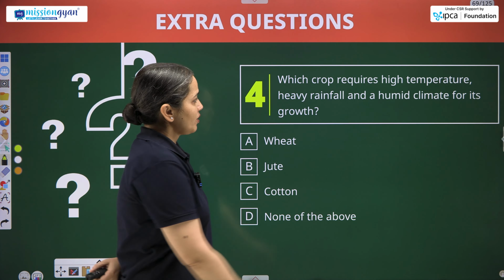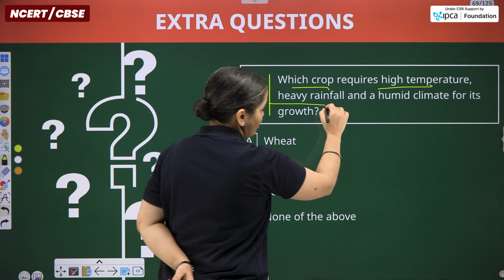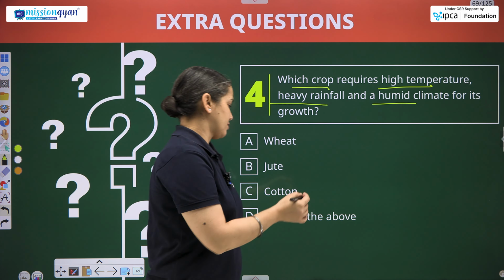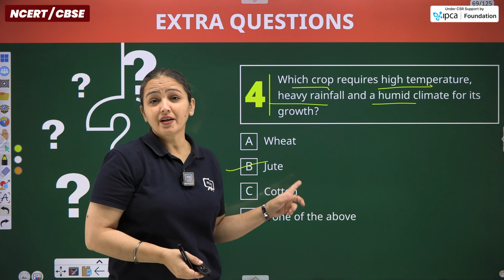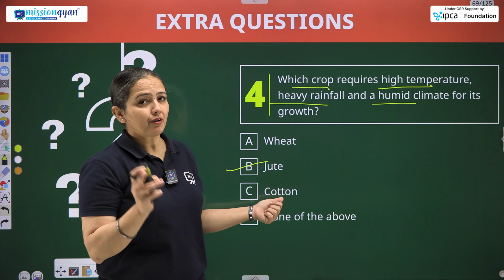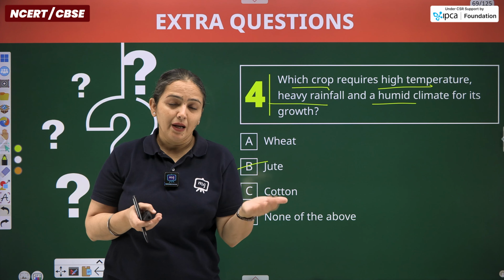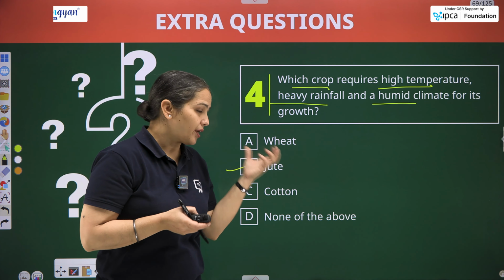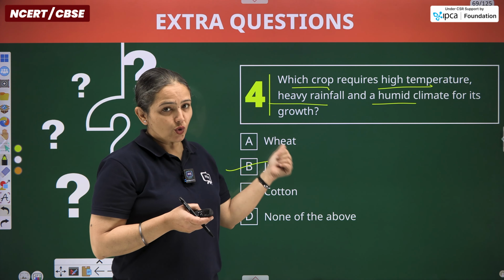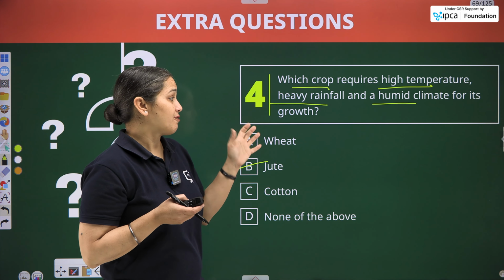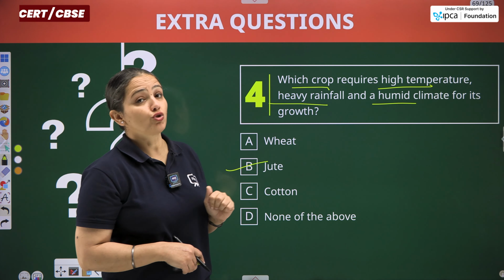Next question. Which crop requires high temperature, heavy rainfall and a humid climate? We have already read about that. Jute. Cotton doesn't require heavy rainfall, it requires light rainfall, remember? Then wheat, we have not discussed the climatic conditions or soil requirements for wheat, but certainly it is not the type of crop which requires heavy rainfall and humidity throughout its time period. No. So the answer is jute.